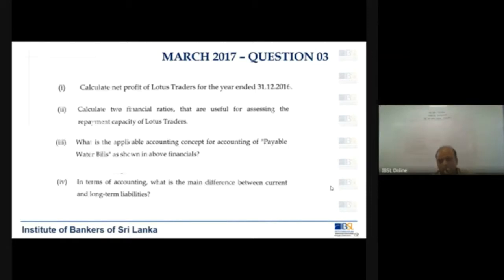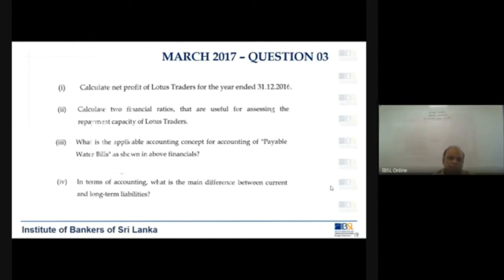So if you don't know what this payable water bills is, then you are just losing 5 marks. So payable water bills is a liability. Yes, we understand that. But how does that liability come? Because you know that by the end of the financial year, if you have not received the actual water bill, what will you do? You will make a provision. How do you make the provision? Using the accrual concept.